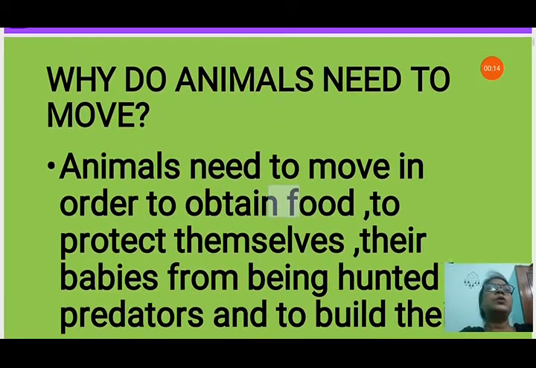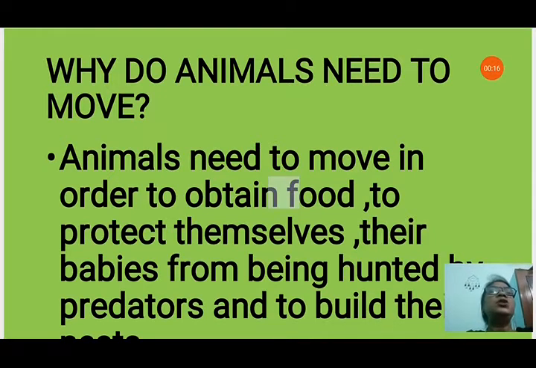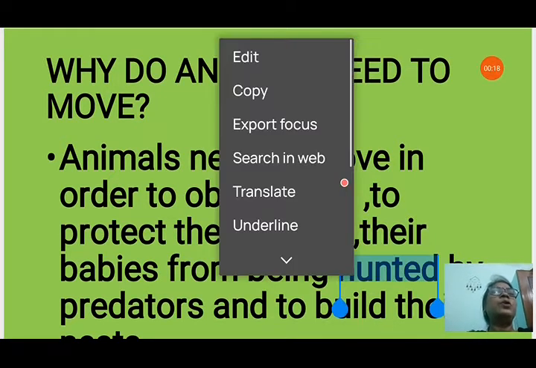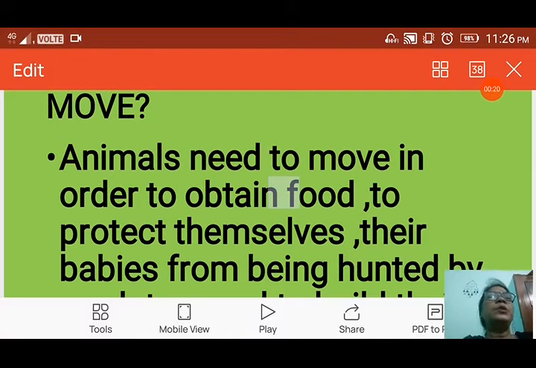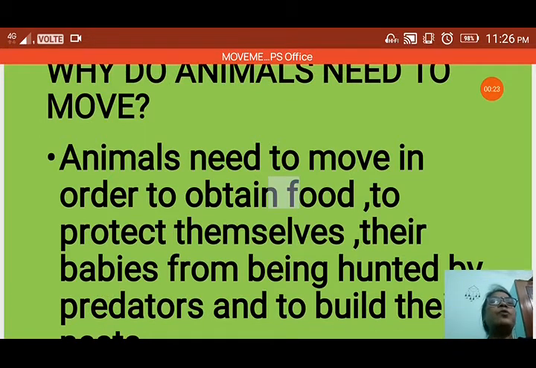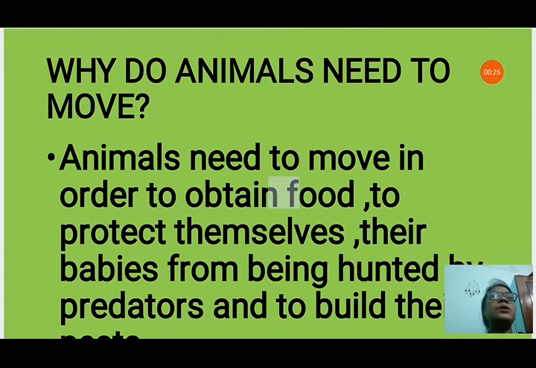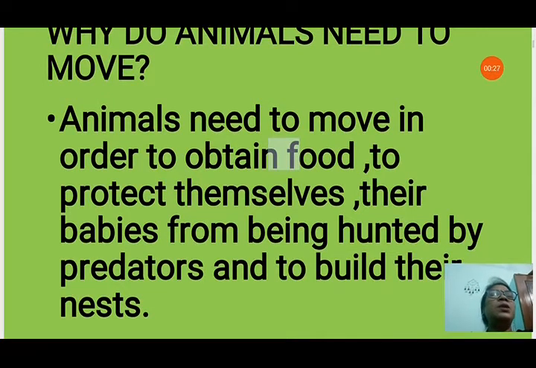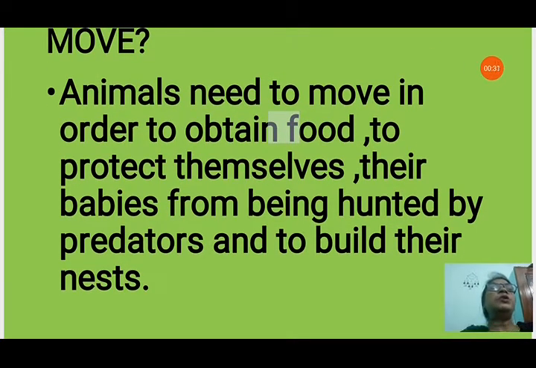First, we will discuss why animals need to move. Why do animals need to move from one place to another? Animals need to move in order to obtain food, to protect themselves and their babies from being hunted by predators, and to build their nest. That means animals move mostly to obtain their food, and they also run away from their predators to protect themselves and their babies.